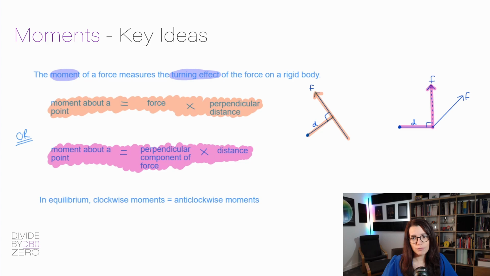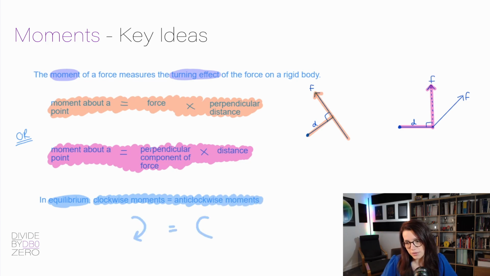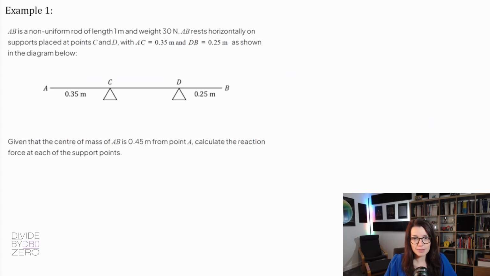A lot of the time, rigid bodies will be in equilibrium, and when that happens, clockwise moments will be equal to anti-clockwise moments. So moments going this way will be equal to moments going that way. Let's take a look at some examples.